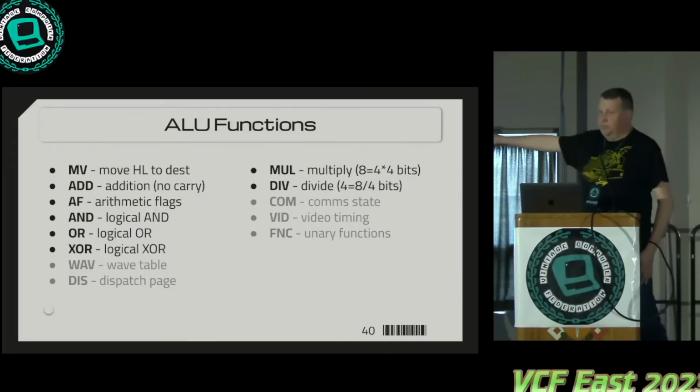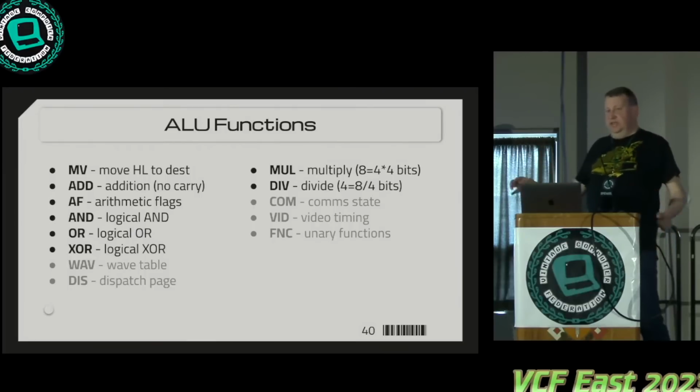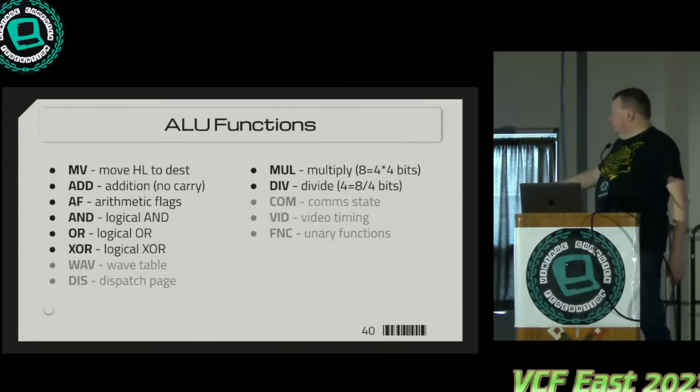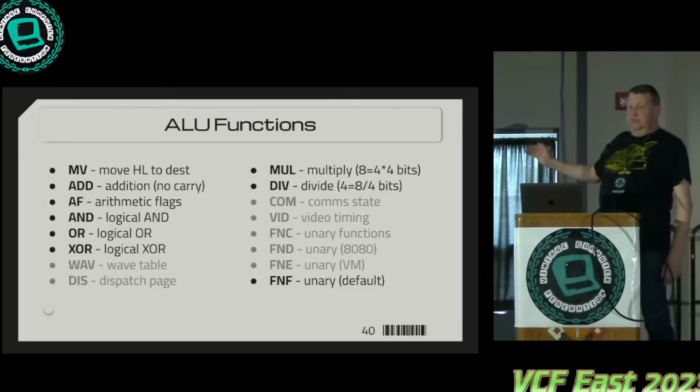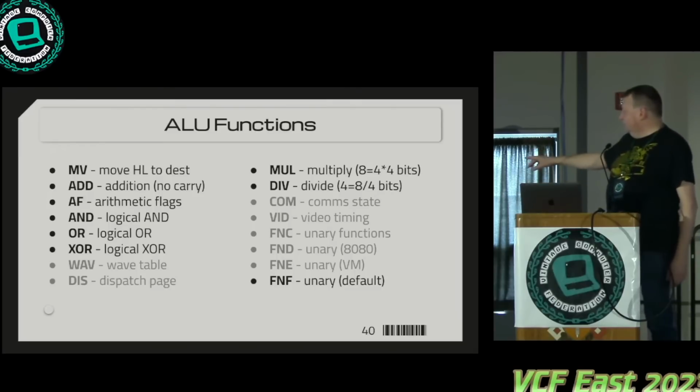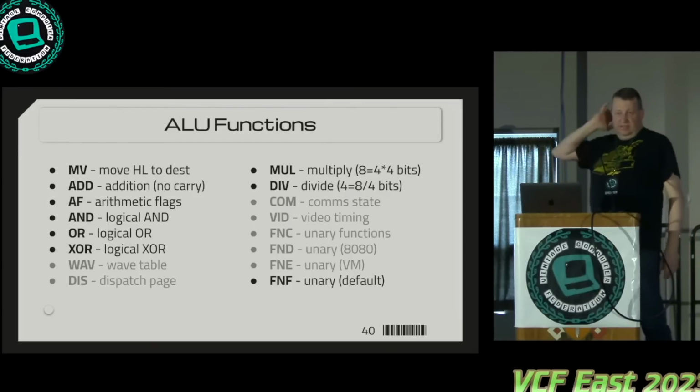So these others are binary in the sense that you have A plus B. This is just do something to A. So each one of these is 16 unary functions. And then there's actually 64 of these. So a lot of specialized ones. This last one is like the default set.